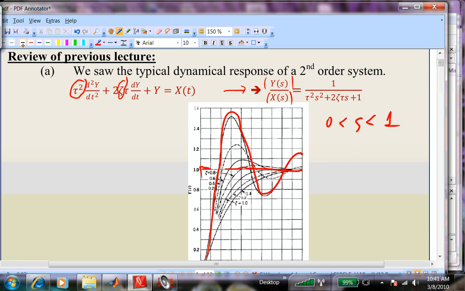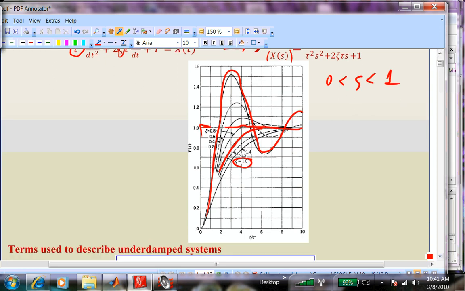Now, when zeta is exactly 1, we have something called a critically damped system, which corresponds to this curve. There, it monotonically rises to the final steady state 1, and it reaches it in some sense in the shortest period of time. That would be an ideal state, but it occurs only at a particular value of zeta equal to 1. And for zeta greater than 1, we have the so-called overdamped system, which is a typical curve like this. It takes longer to reach the steady state, but it never overshoots. So those are the possible responses for a second order system.